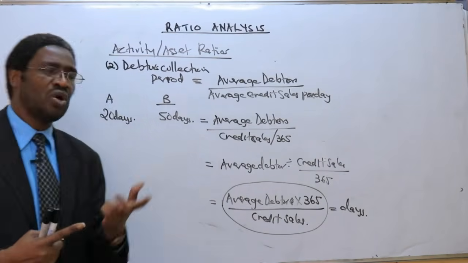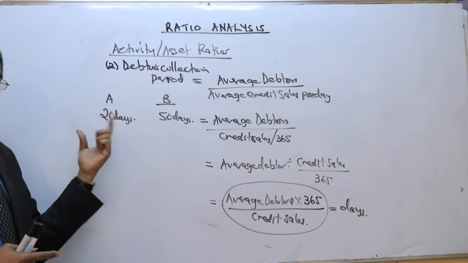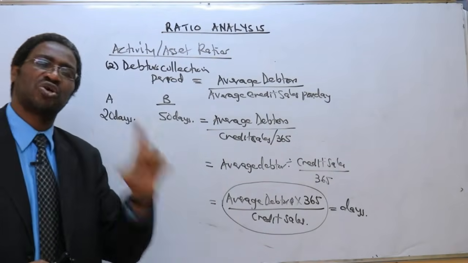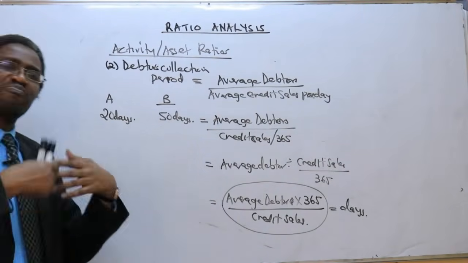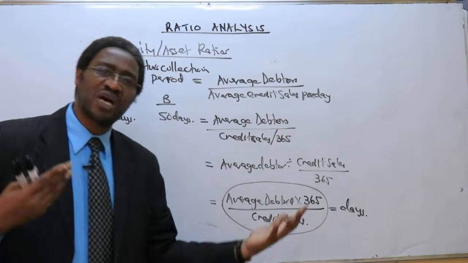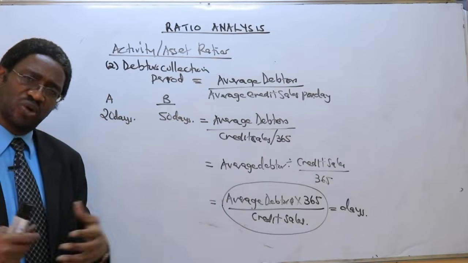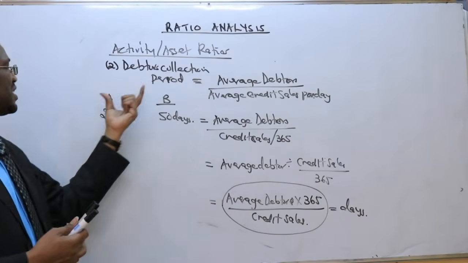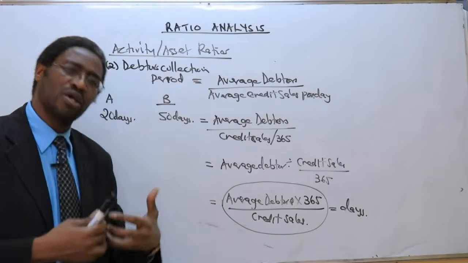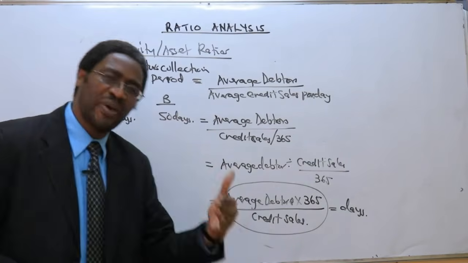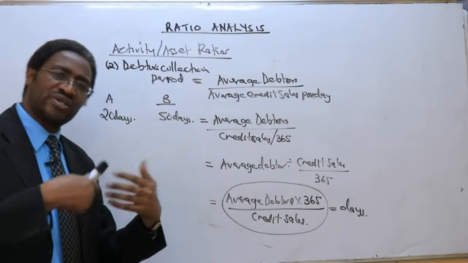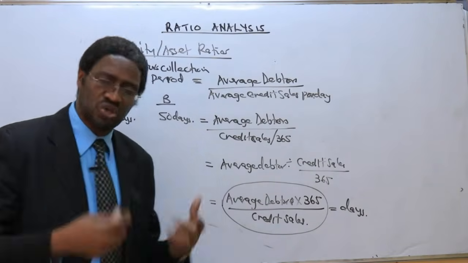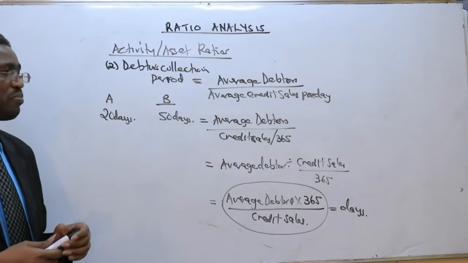The second reason why we are concluding the shorter the period, the better the firm, is because the shorter the period, the less the chances of bad debts arising. The longer you give your customers to pay you, the more likely it will end up being a bad debt. So the shorter the period, the lower the chances of bad debtors arising, as compared to the longer period where the chances of bad debtors arising is high. So that's the second reason why the shorter the period, the better the firm.